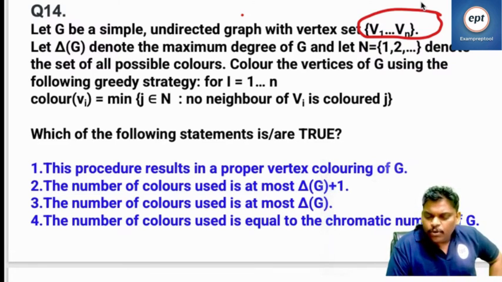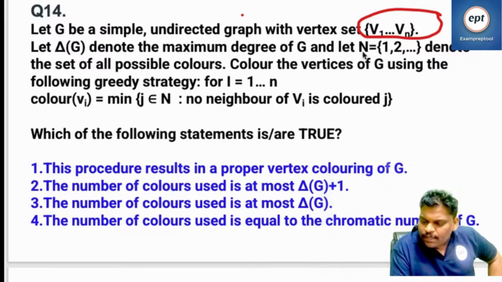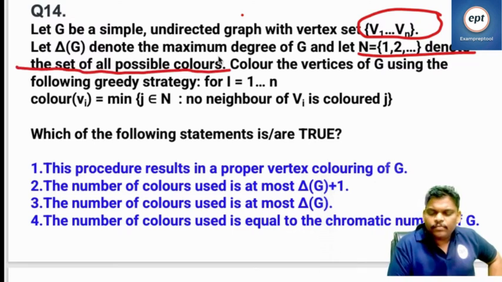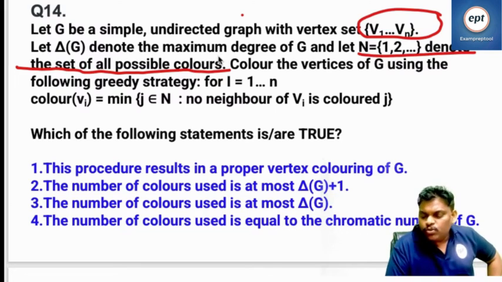The set of all possible colors. And one more thing: these are the colors, and let n be these many colors. Set of all possible colors. Delta G is the maximum degree. Possible colors n is equal to 1, 2, 3 and so on.